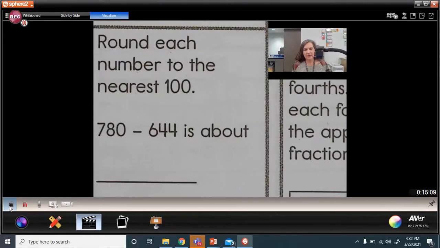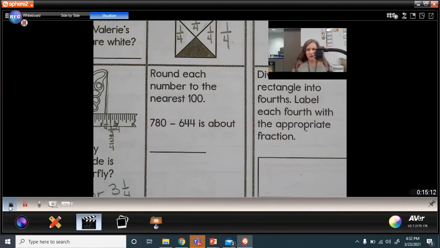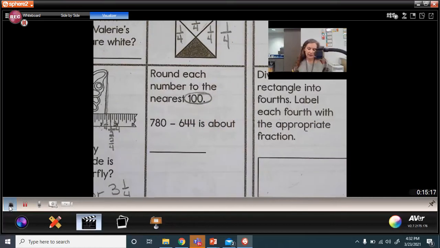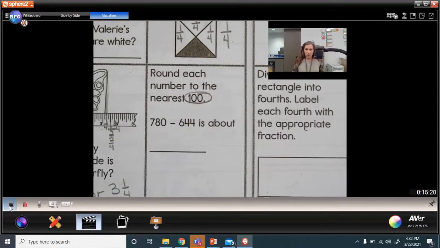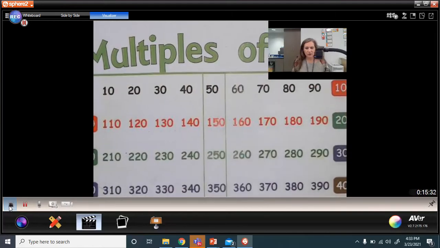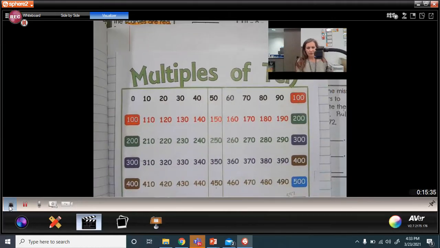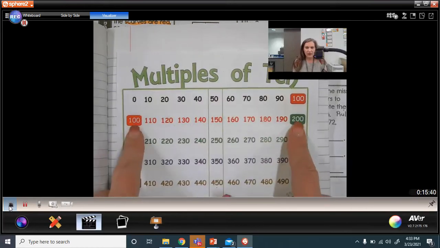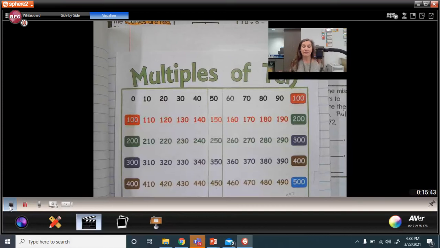Now let's take a look at the next problem. Round each number to the nearest 100. Again, if you need to, you can always take out your multiples of 10 chart to help you with rounding to the closest 100. Remember that if you're rounding to the nearest 10, you can use your tens. Remember, 100 and 200 are going to be tens as well, because what happens when you make 10 tens? 10 tens is equal to 100. So we're going to round to the closest 10.